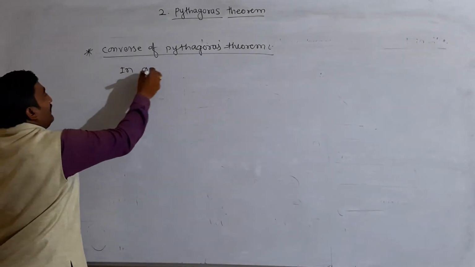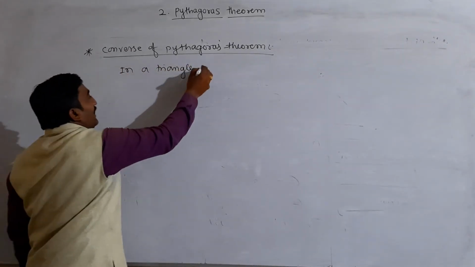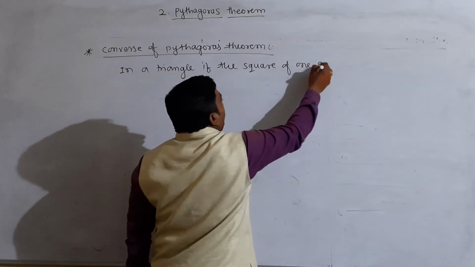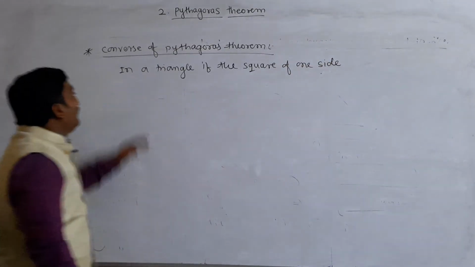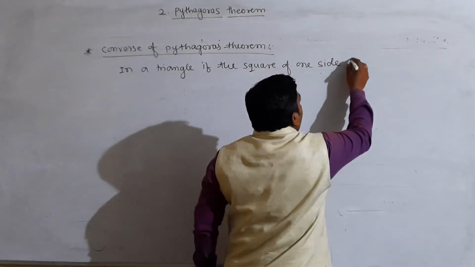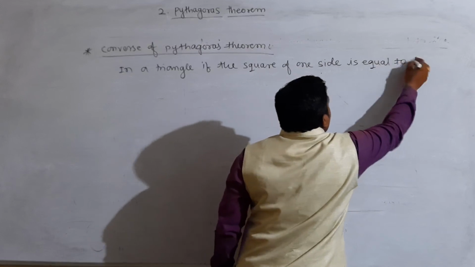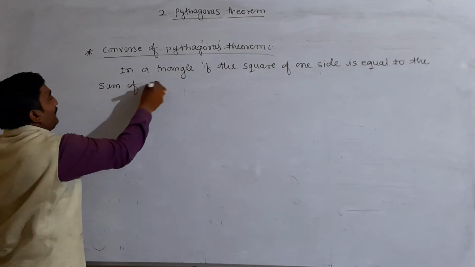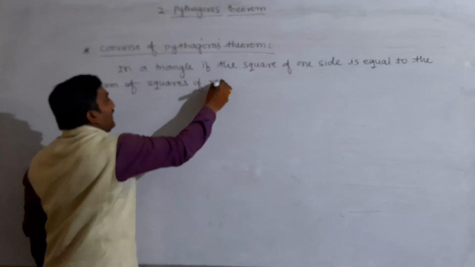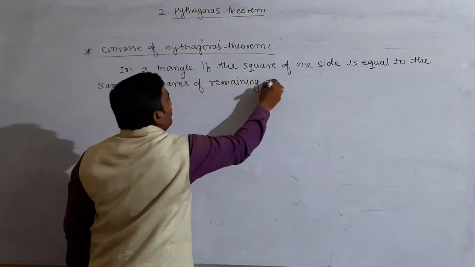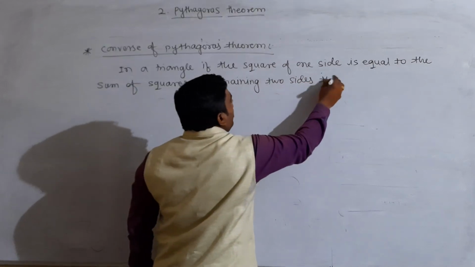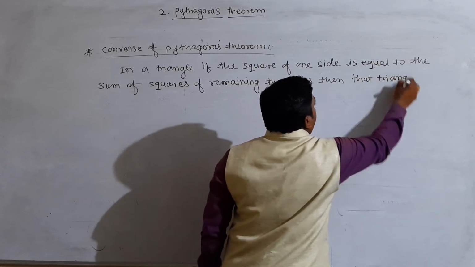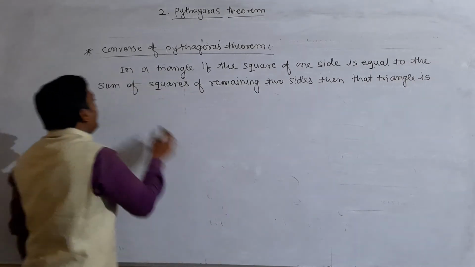Here in a triangle, if the square of one side is equal to the sum of squares of the remaining two sides, then that triangle is a right angle triangle.